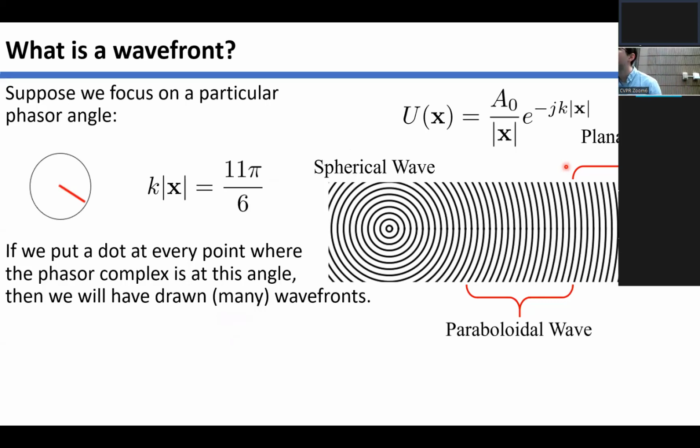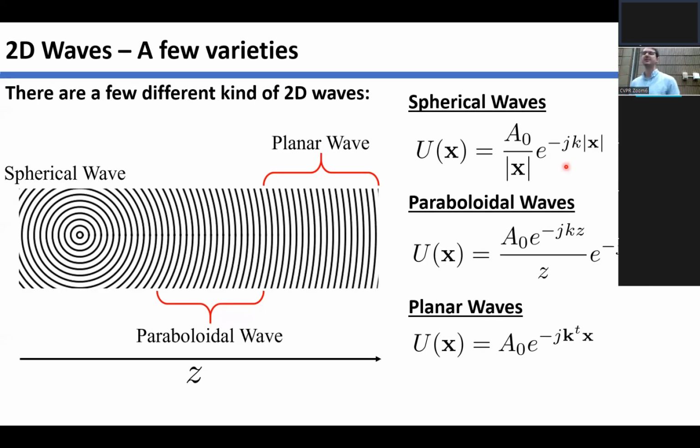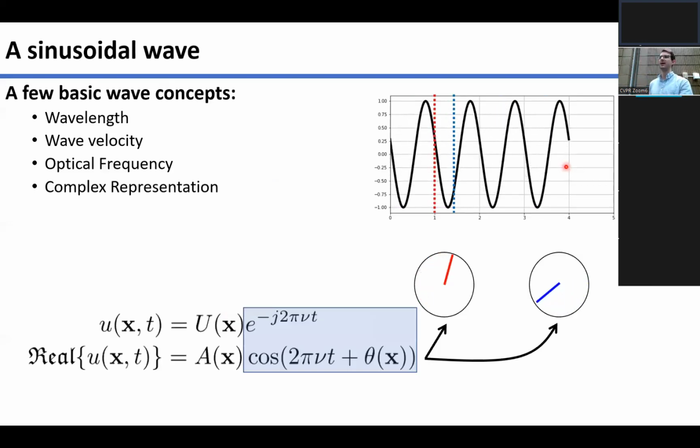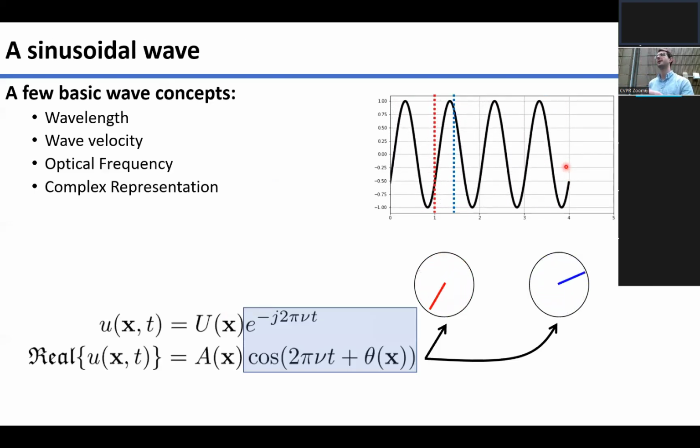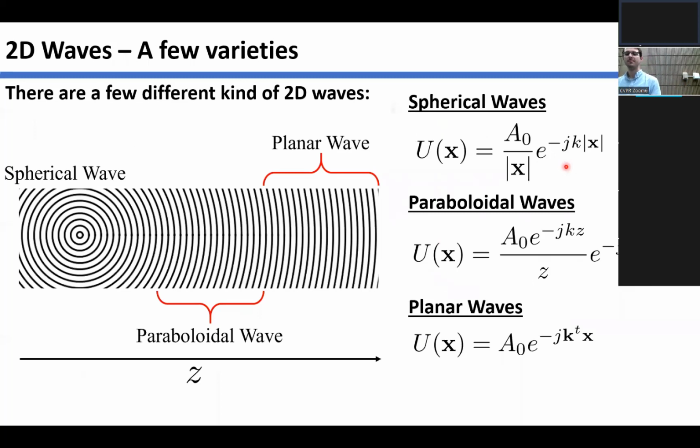What is U of X here? In this case, it is very similar to this case, U of X. So it would be a complex representation. There are 3 examples here: A0 over magnitude of X, this kind of thing. Really, this is going to be the complex amplitude of the wave. We'll get more to exactly what that means, but it has something to do with the energy that is going to be carried by the wave.